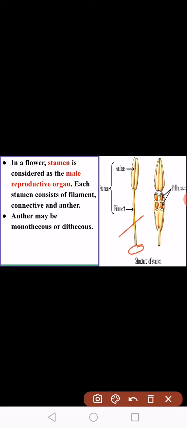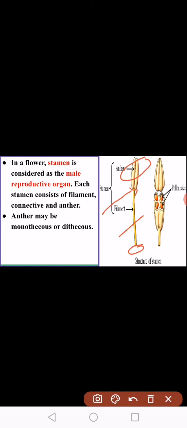The next part is the anther. So this is the terminal portion. This terminal part of the stamen is called the anther, in which the pollen grains are produced. Now what do you mean by connective? Connective is the part present between the anther and the filament. So connective connects the anther and the filament. In this way there are 3 parts in a stamen: filament, connective and anther.